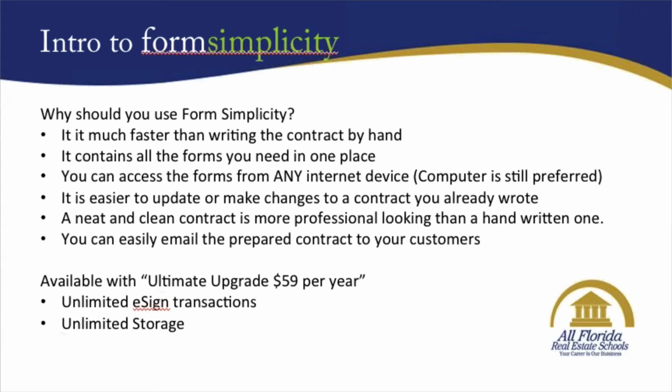So maybe you're selling, I don't know, a tennis racket off of Craigslist and you want a contract for that. You could write your contract, upload it to Form Simplicity, send it off for e-sign, and get that signed. So it's a huge benefit there.